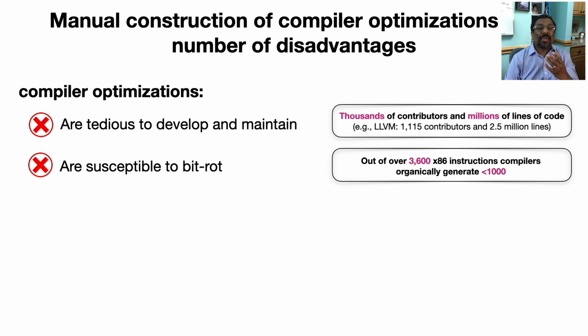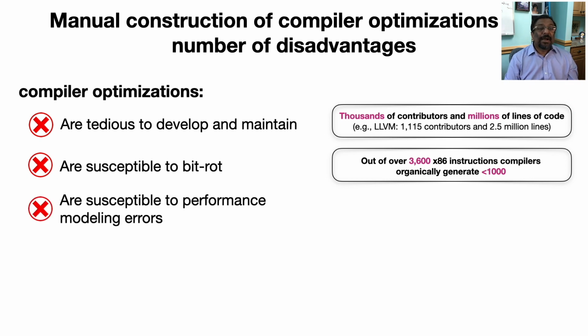In fact, if you look at the Intel x86 architecture, Intel and AMD spend billions of dollars adding new instructions to that architecture. There are over 3,600 x86 instructions today. However, the LLVM compiler will only generate thousands of them. So all this extra work Intel did to add instructions hasn't propagated through the compiler ecosystem to be taken advantage of.